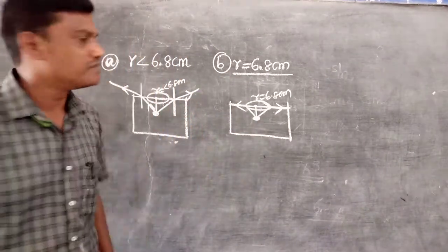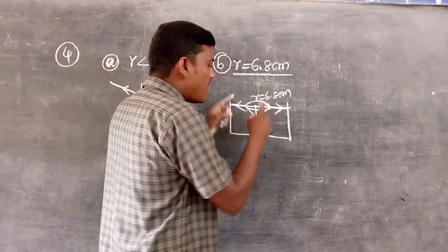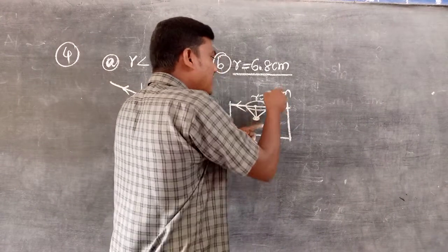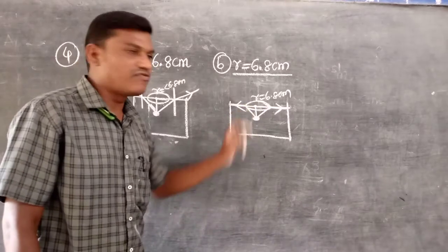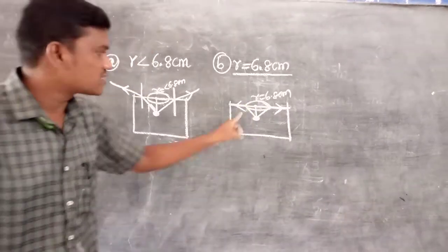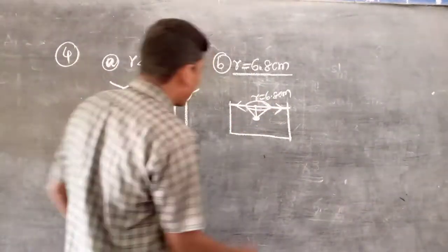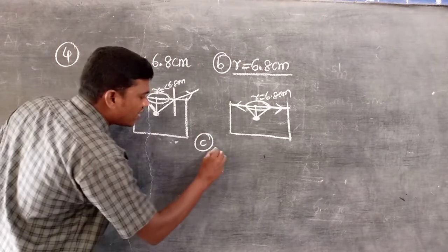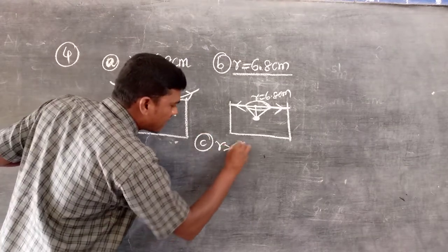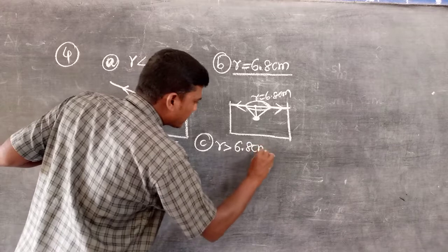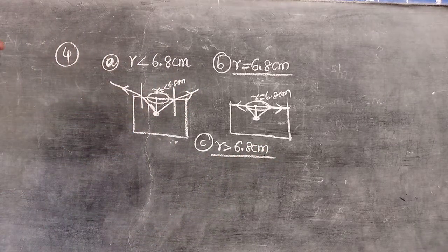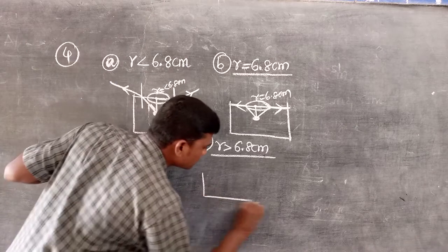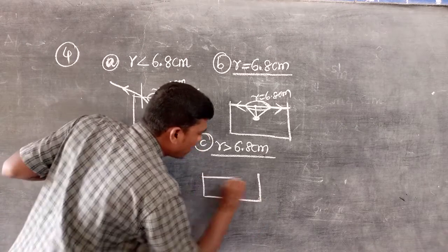What is the meaning? In most cases at that time, the light does not enter the rarer medium, so the light obeys the critical angle. That's why this is the position of the light ray. Next, C: if R is greater than 6.8 centimeter, that is, the radius of the disc is greater than 6.8. At that time, what will happen?